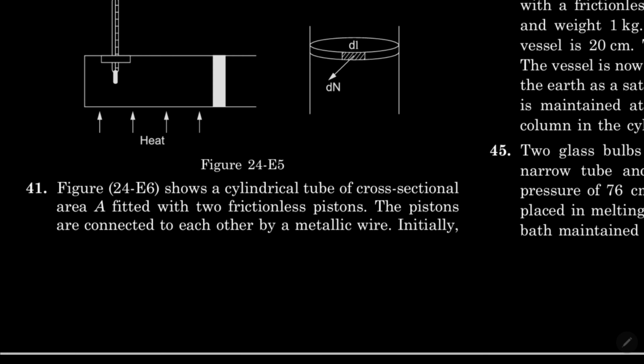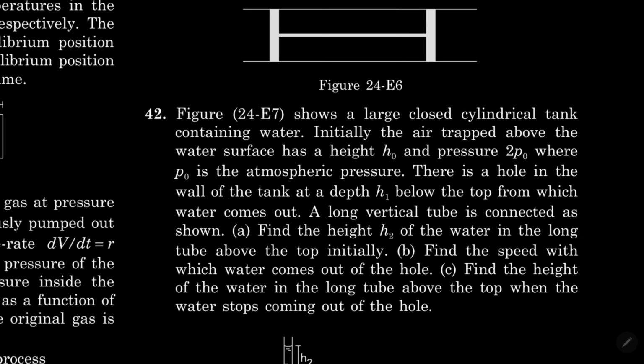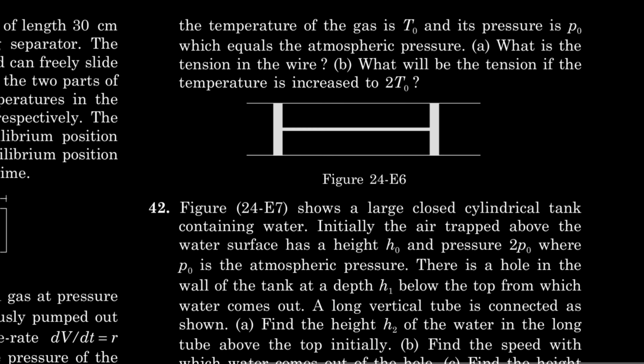In question 41, we have been given this figure. We need to find what the tension in the wire is, and what the tension will be if the temperature is increased to 2 T naught.